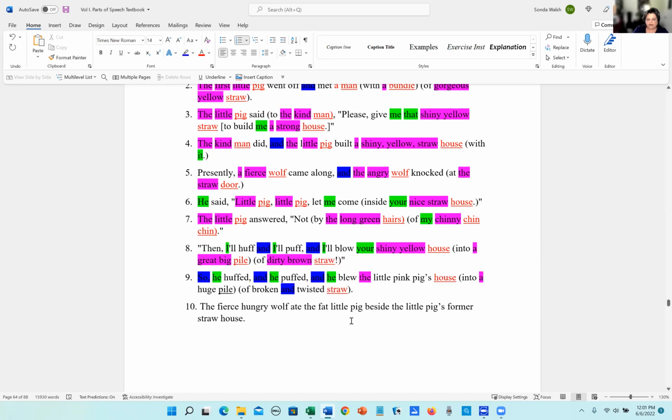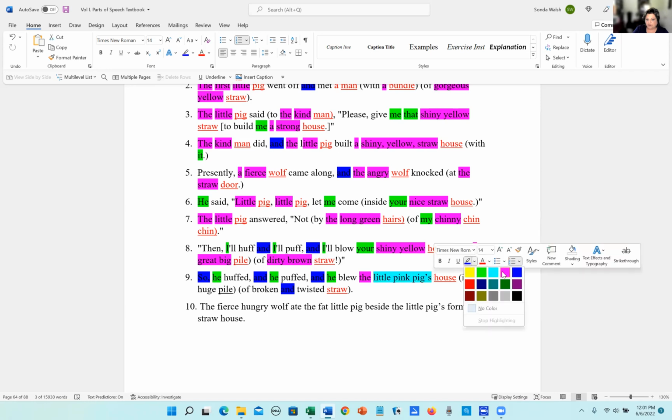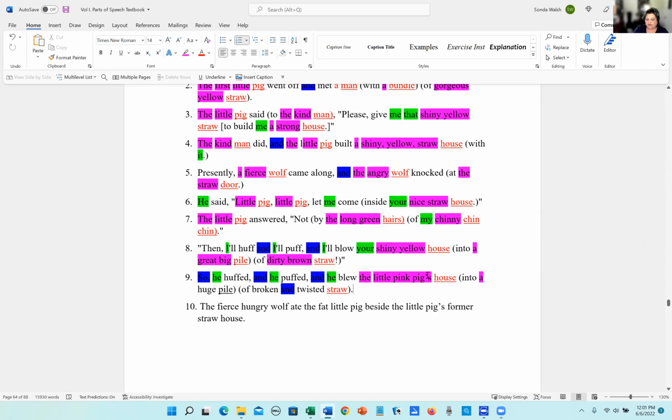Okay. Now let's go to our nouns and look in front. Which house? The little pink pig's house. Here we have a word that is a noun, but it's got an apostrophe. It's showing possession, so we're going to call it an adjective. Huge modifies pile, and broken and twisted modifies straw. There we have it. I hope your paper looks like that too.